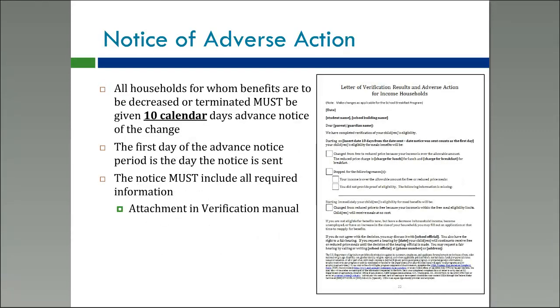So if their benefits are terminated because they didn't respond or because the information they responded with shows that they are not eligible for free or reduced meals, then you will provide them this notice of adverse action. This is in our verification handbook. The household must be given 10 calendar days advance notice before you take away or reduce their benefits. So the first day is the date that you send the letter, and then 10 calendar days later is when you would change the status in your system.